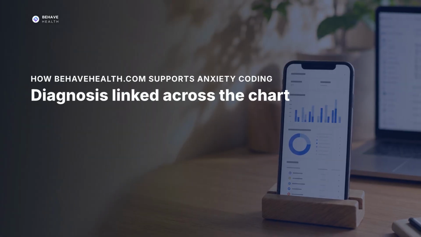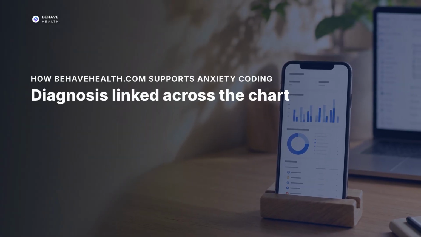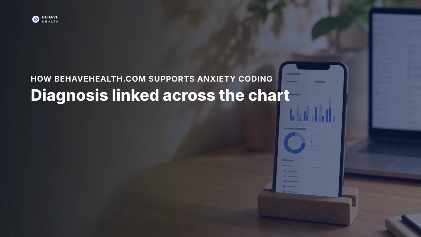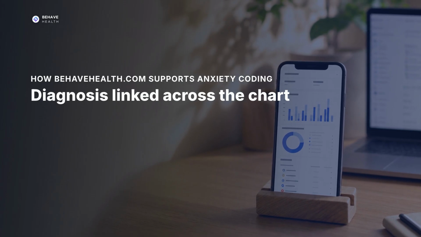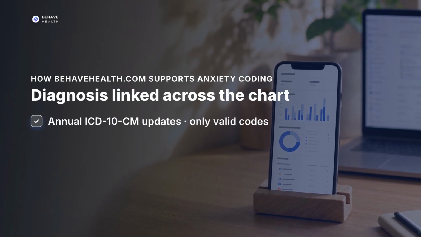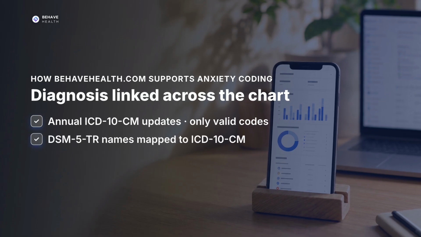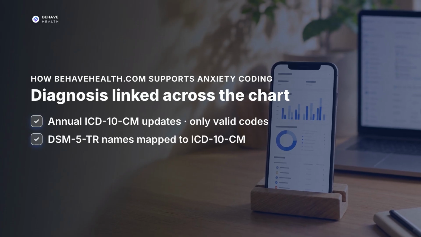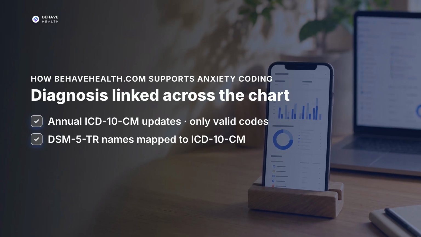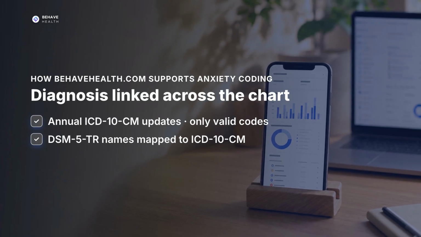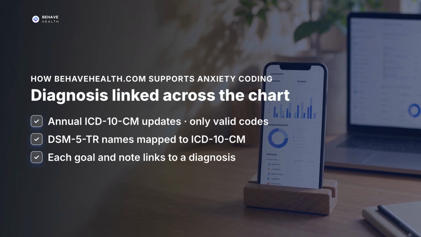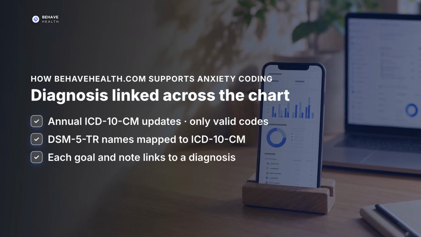Behave Health is designed to tie the anxiety diagnosis to the plan and the notes, so the medical necessity through line is captured as the work happens. The code library is designed to update annually, so retired anxiety codes simply don't appear as options. Diagnoses are listed by DSM-5 name and paired with the correct ICD-10-CM code, reducing miscoding from naming differences. The platform is designed to associate each treatment plan goal and progress note with a specific diagnosis, producing audit-ready charts.